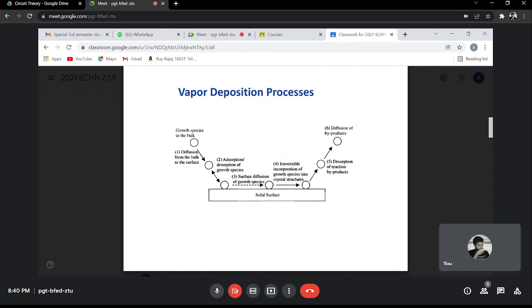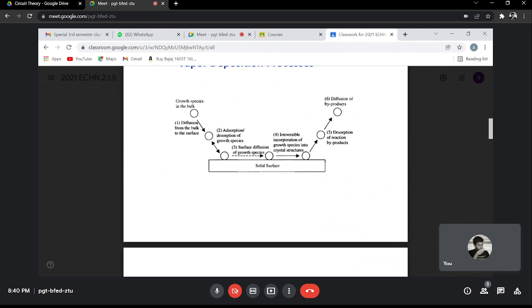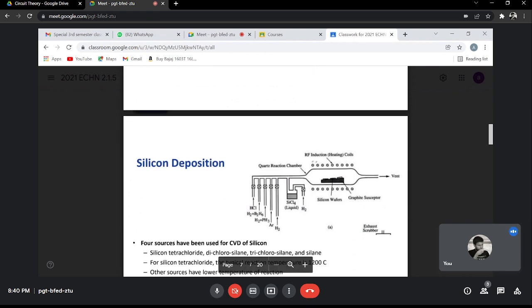And then the fourth is the irreversible incorporation. It is the actual chemical reaction. Now that, of course, depends on temperature. And then after the reaction has happened, the byproducts have to dissolve. That is number 5. And then the dissolved byproducts will diffuse out. That is 6. Okay. So here we go.